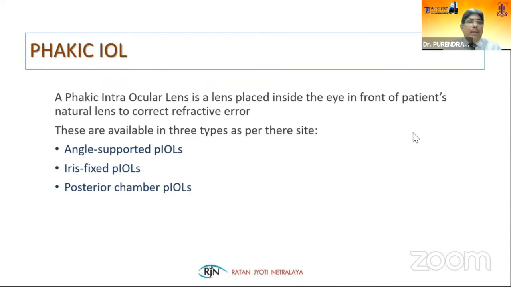Phakic IOL is an intraocular lens which is placed inside the eye, in front of the patient's natural lens, to correct the refractive error. These are available in three types as per the site at which they are placed. It could be angle supported, when they are placed in the angle of the anterior chamber. It could be iris fixed, anterior to the iris. And another is the posterior chamber phakic IOLs, which are very popular now. Our course is focused on this kind of lenses only.